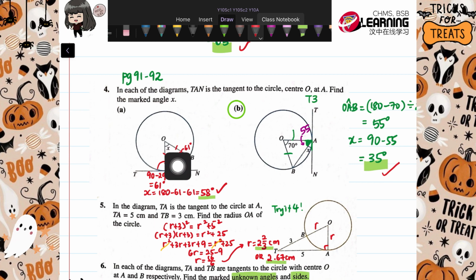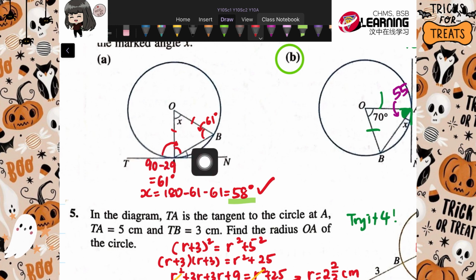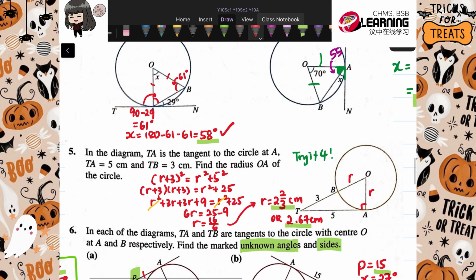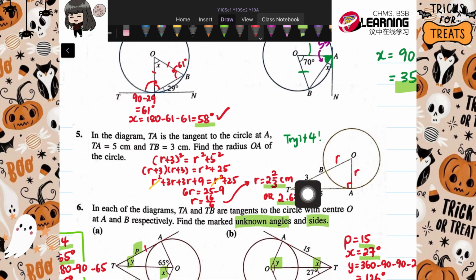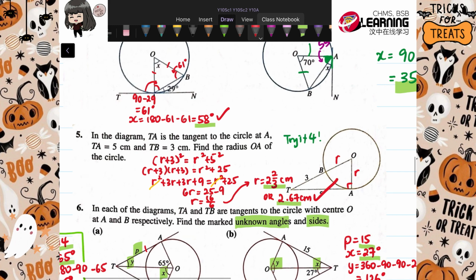To do 4a, you listen to my previous lesson for 4b because it's related. If you know how to do 4b, 4a you definitely know how to do. You need to know that this is a tangent line and radius, and between these two lines is 90 degrees. Question 5 is this one, 2.67 or 2/3 centimeter. This is similar to your try it 4. Please refer to your try it 4 to do this question.